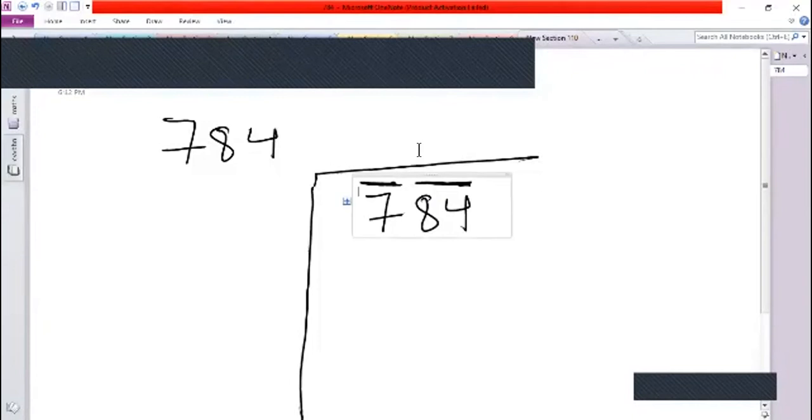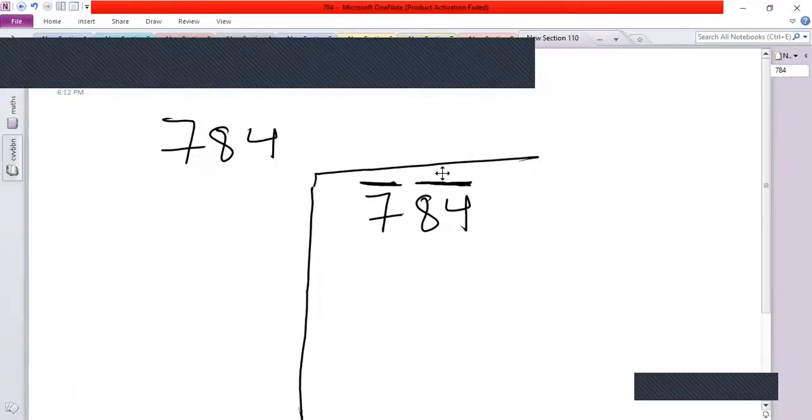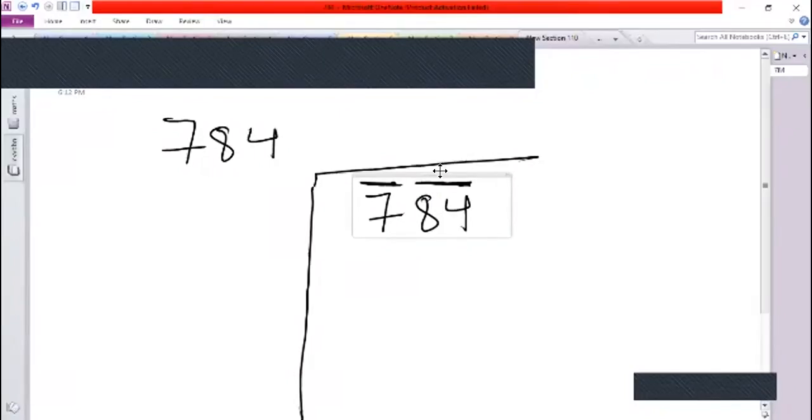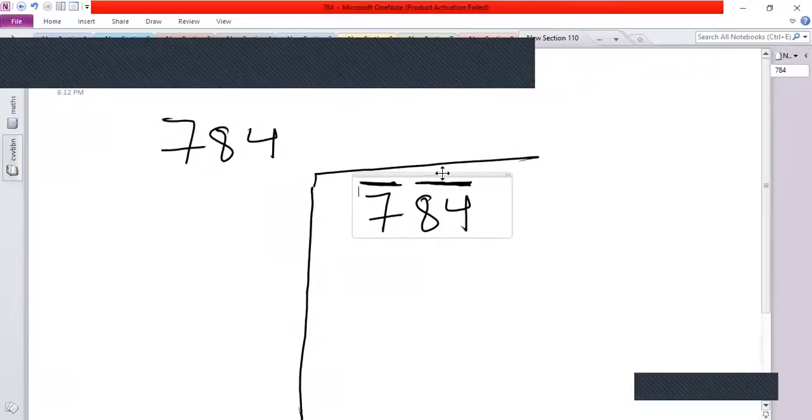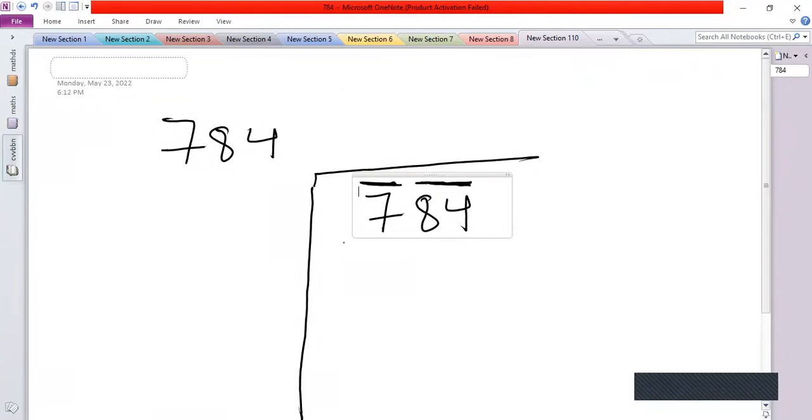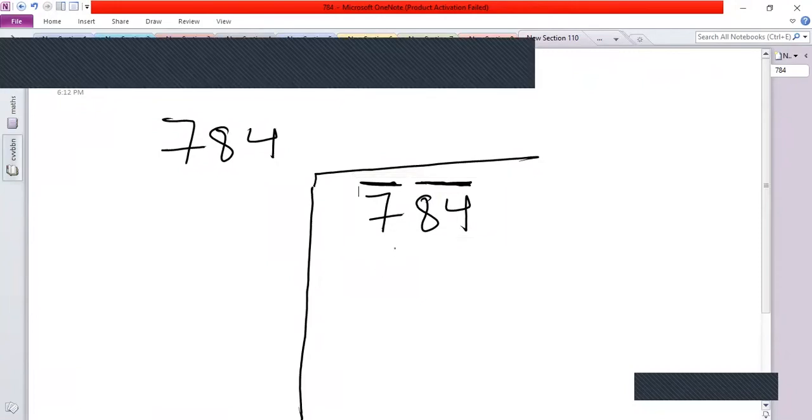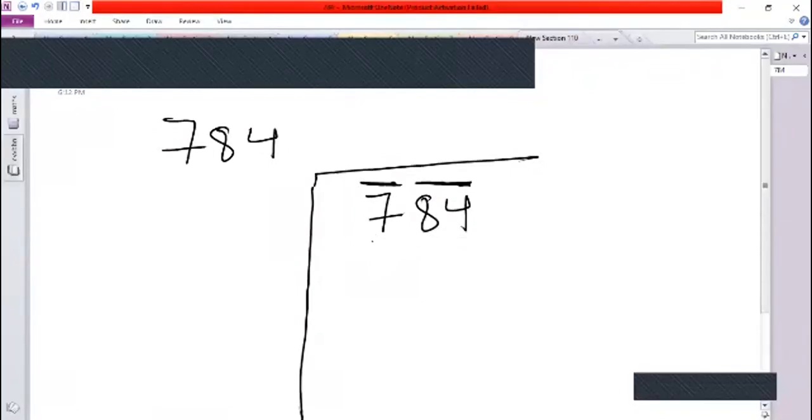We always start from the right hand side and pair the digits. So we have paired the digits 84 under one pair and 7 under one pair. Now 7 has no more digits. It's a 3-digit number, so it will be a single digit. That's fine. Understood what you have to do in the first step? Yes, ma'am. Anything you want to ask? No, ma'am.